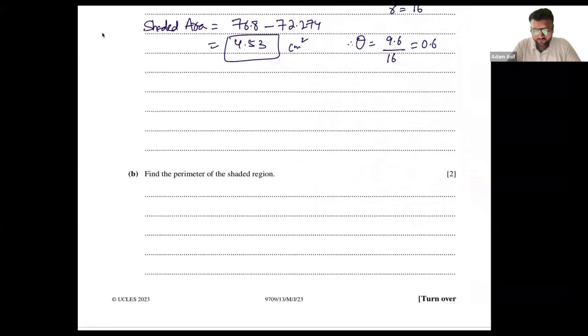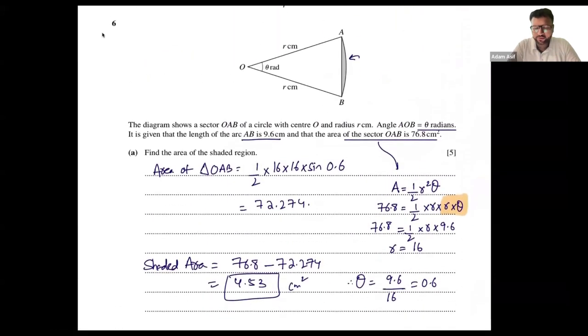Part B, where we need to find the perimeter of the shaded region. Now, perimeter of the shaded region will comprise of the length AB and the arc length AB. I already know the arc length AB. I just need the length AB now. How can I find the length AB? You can find the length AB by realizing that this is an isosceles triangle.